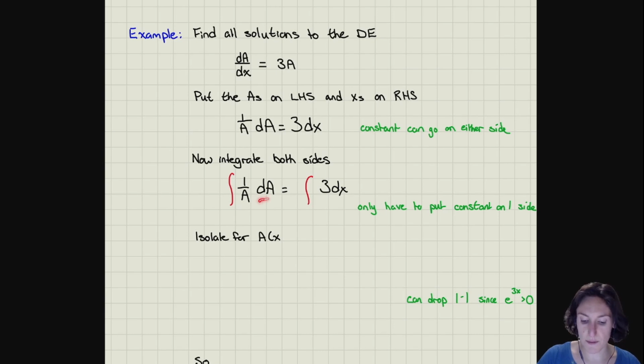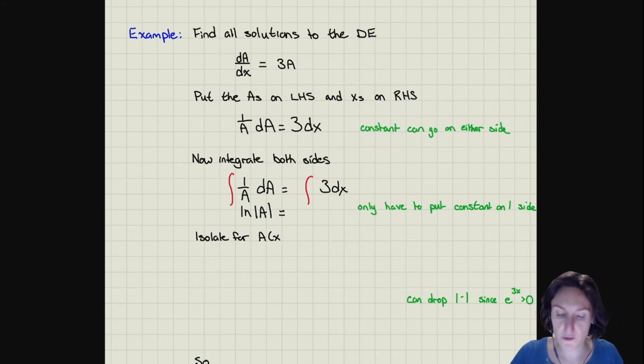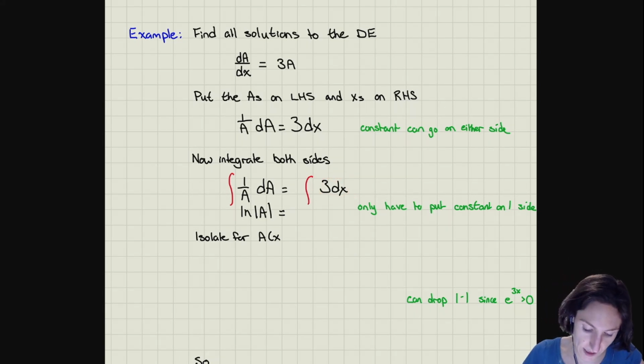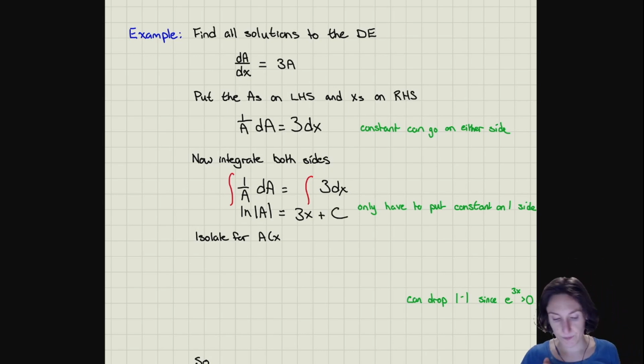Where on the left, I'm integrating with respect to A, and on the right, I'm integrating with respect to x. Okay, so the integral of 1 over A, well, remember, that's just ln absolute value of A. And then if I integrate 3 with respect to x, well, what function when I differentiate will give me 3? That's just going to be 3 times x. And then I'm just going to put plus c on the one side.